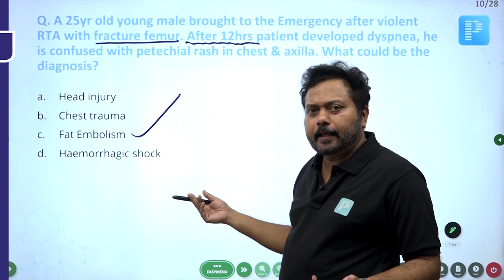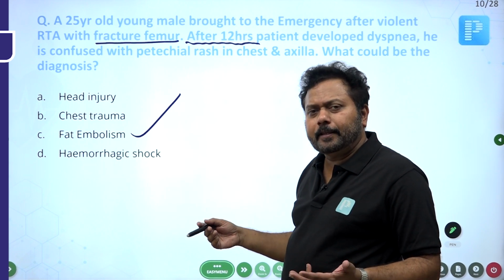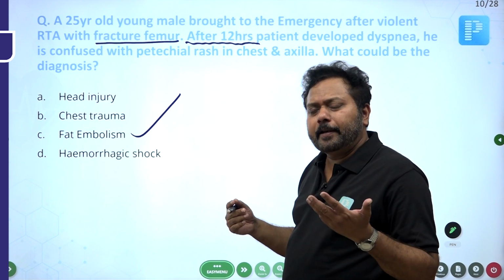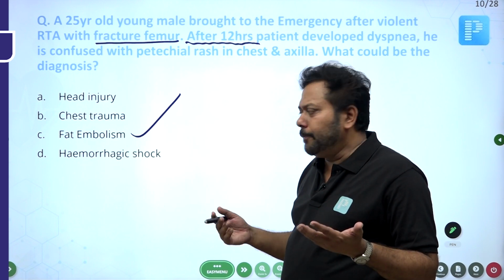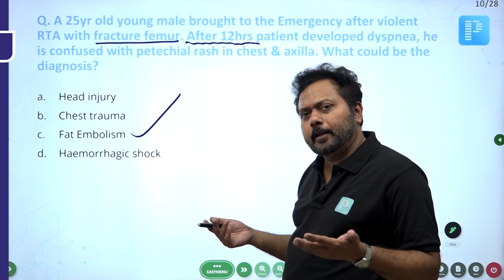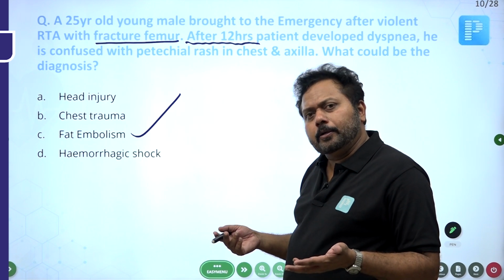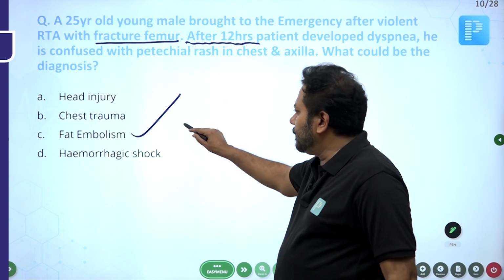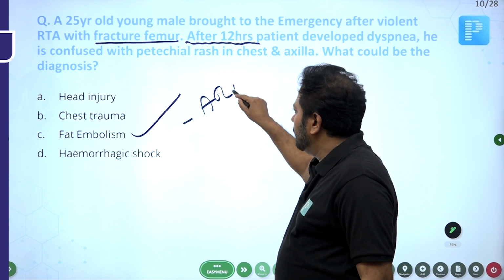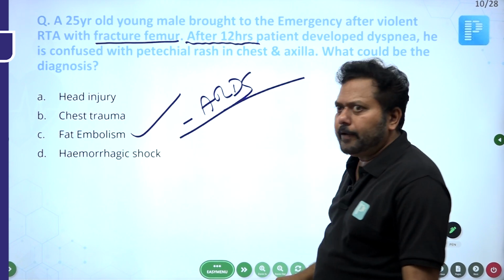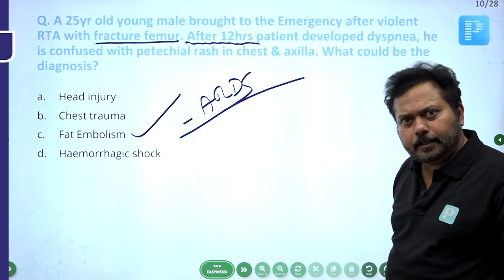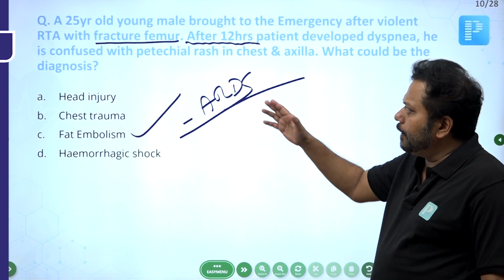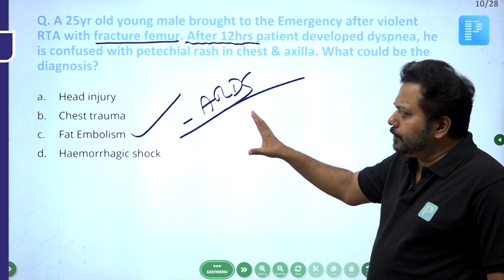Hemorrhagic shock is not the answer, because in hemorrhagic shock they won't give weightage to the petechial rash. There will be tachycardia, hypotension. Okay, right? So that will be the picture. So it should be fat embolism, otherwise called ARDS. We had discussed this in the image-based session. I had shown you, and you should know why this is fat embolism.